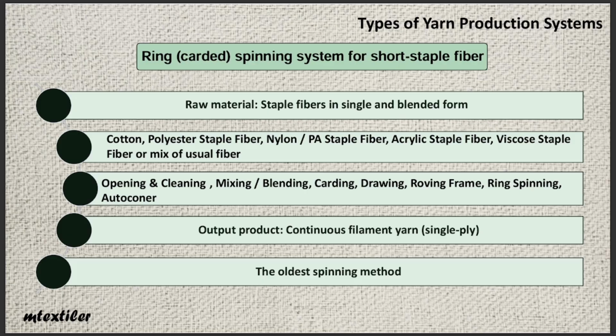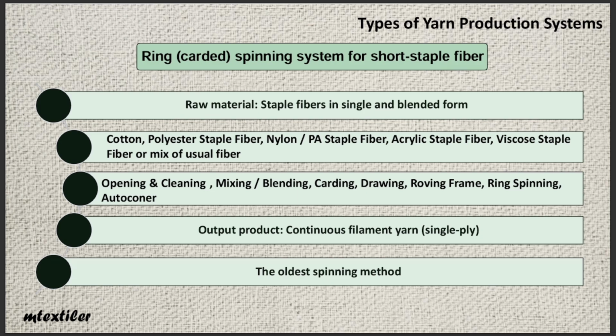Ring, carded, spinning system for short staple fiber. Raw material: staple fibers in single and blended form. Yarns producible in this system: cotton, polyester staple fiber, nylon, PA staple fiber, acrylic staple fiber, viscose staple fiber, or a mix of usual fibers. Machine sequence used in this system: opening and cleaning, mixing, blending, carding, drawing, roving frame, ring spinning, autoconer. Output product: continuous filament yarn, single ply.